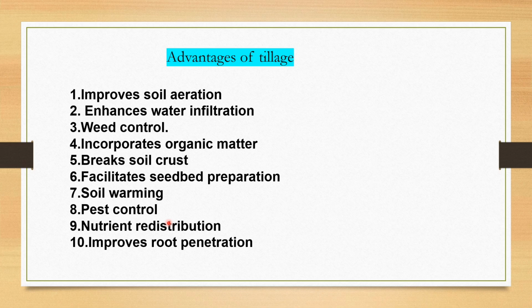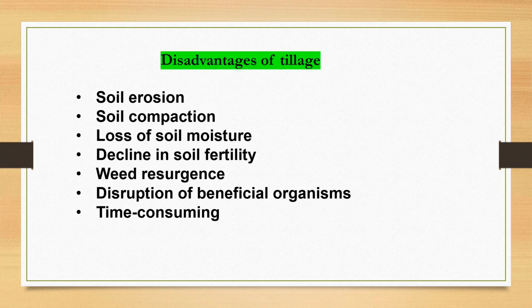Nutrients are redistributed through the soil, making them more available to the roots. And last is improved root penetration. Only through tillage do deeper roots of the plants get penetration into the deeper layers. And these are some of the advantages of tillage. By tillage practices, we can benefit the soil. Up to now we have seen tillage and what the advantages of tillage are.